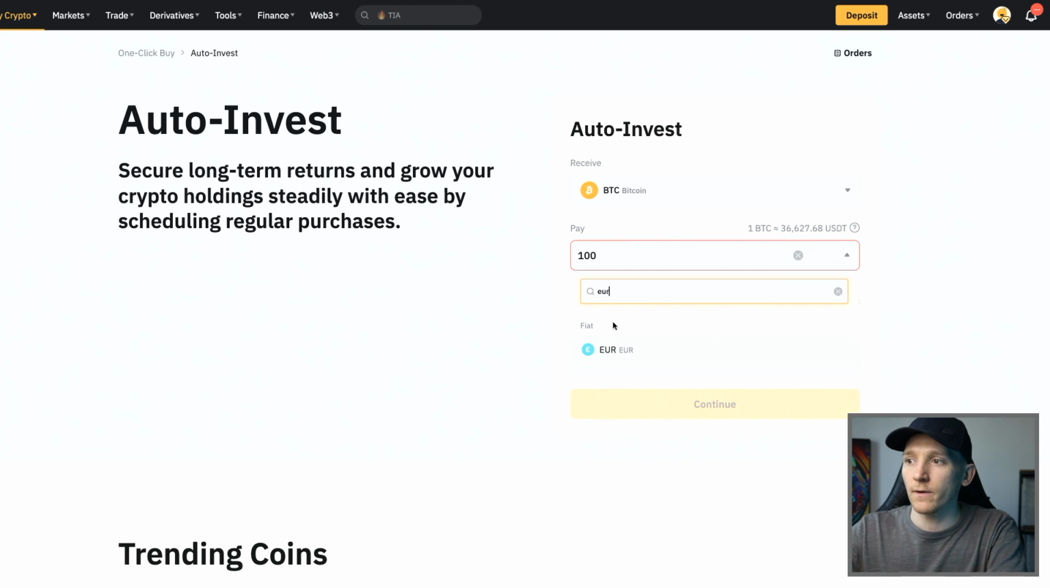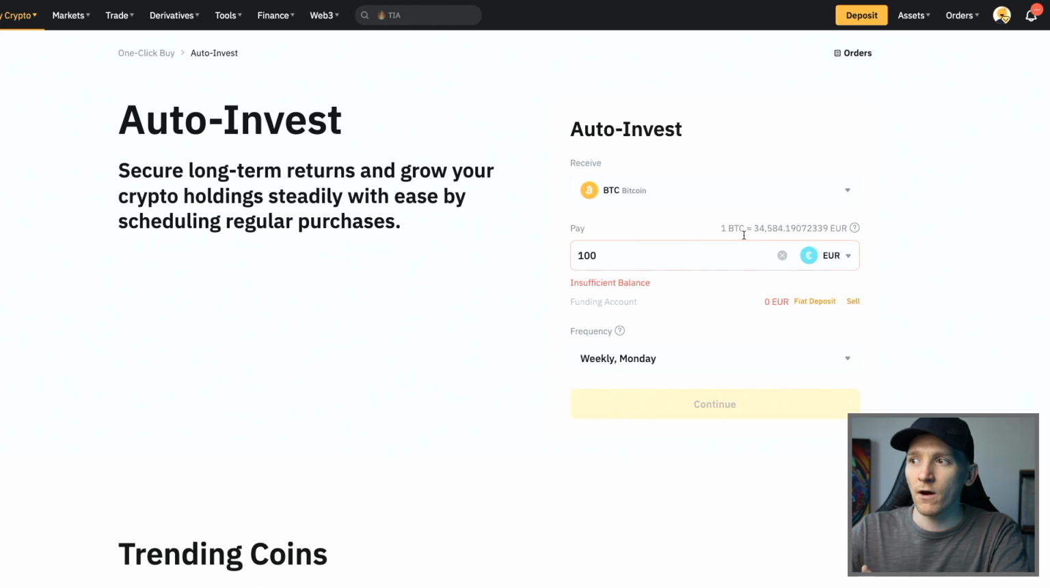So let's just do euro as an example. Your fiat currency balance will be in euro, and that fiat currency needs to be in your funding account, which it would be anyway if you deposited. So you can press continue there, and that just weekly buys the amount of crypto that you want. You can edit all of these orders and cancel them as well if you want to.